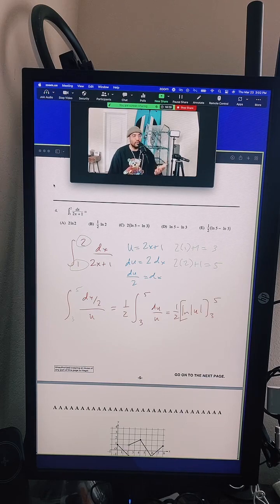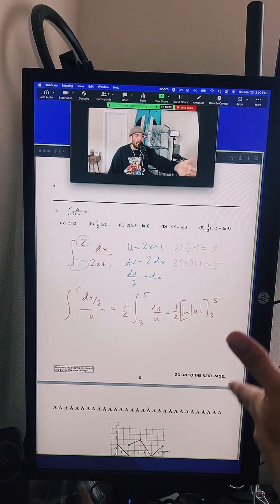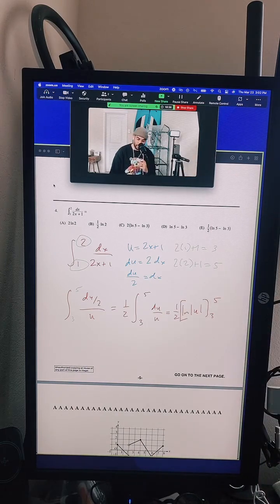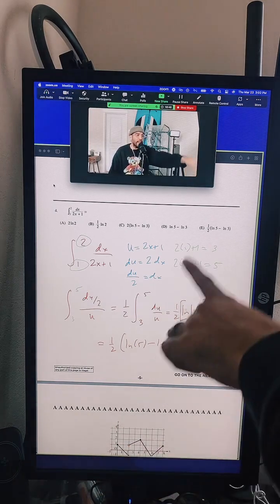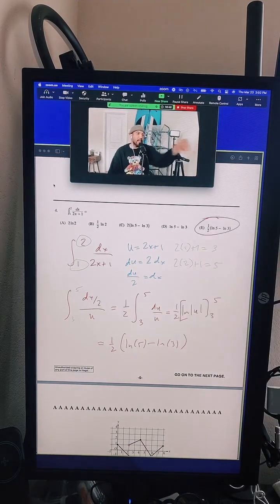You see why this was so much easier to change our parameters? Because now we don't have to plug the value of x back into the function. We're good. So now we have 1/2 natural log of 5 minus natural log of 3 by the first fundamental theorem of calculus. And what question was that? Or what answer? Looks like it was E.